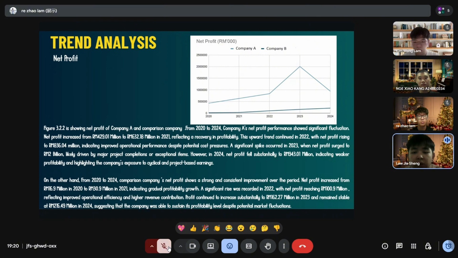This roller coaster pattern highlights the company's exposure to cyclical earnings and the lumpiness of large infrastructure project profit, where completion phases can create peaks and troughs.